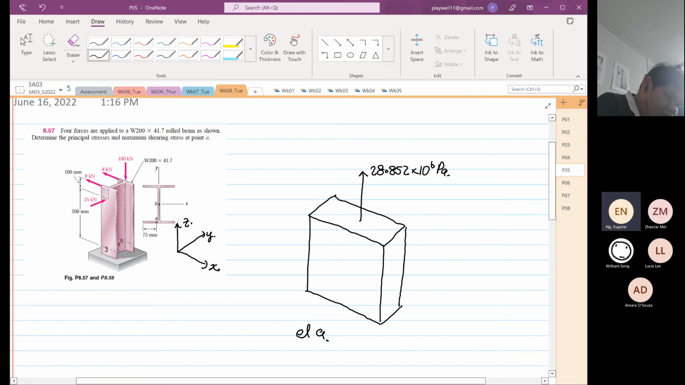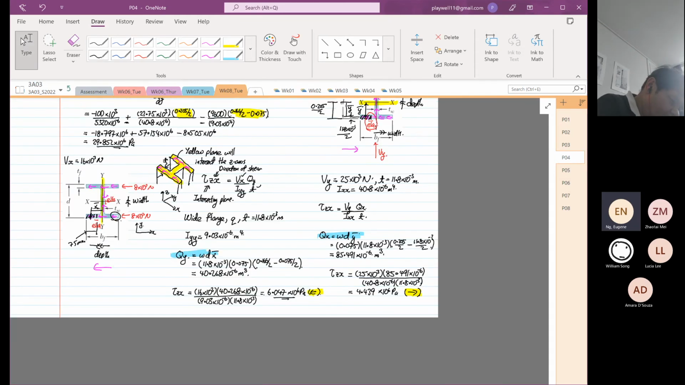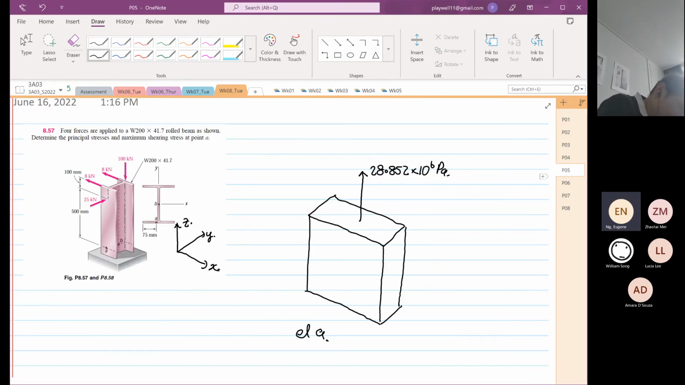And then the shear stress, right? Now the shear stress is the conflict. So we know that 6.047 towards the left is larger than 4.439 towards the right. So now you know the largest one, 6.047, is going towards the left.